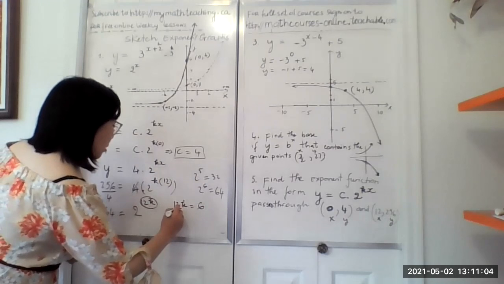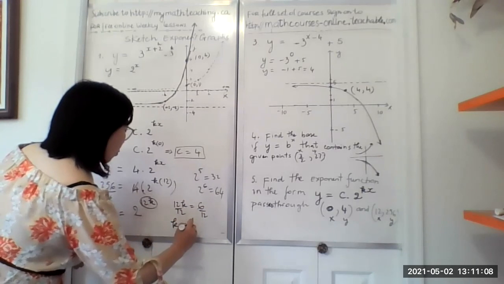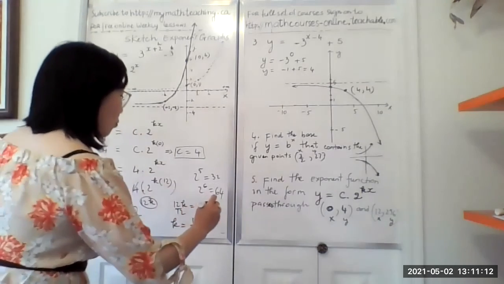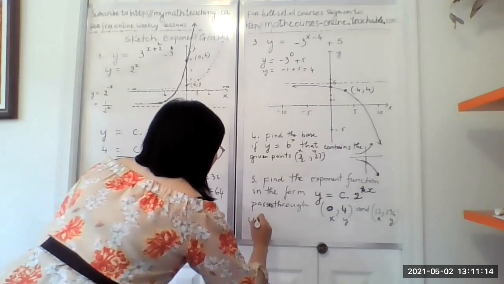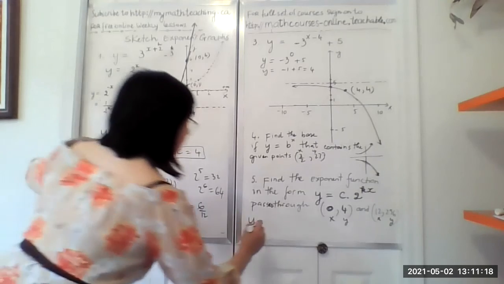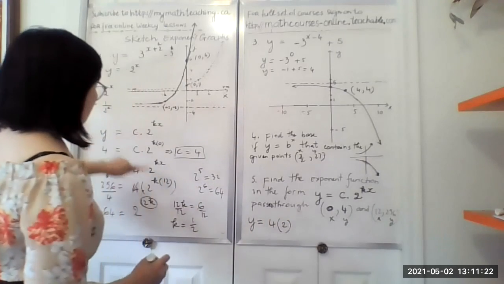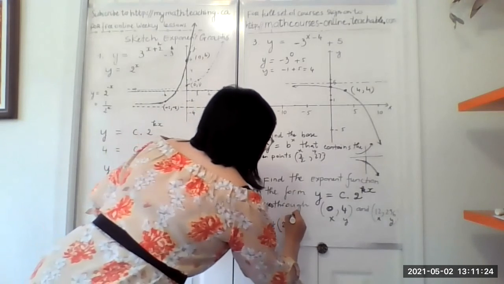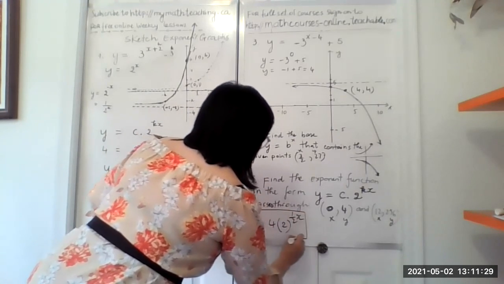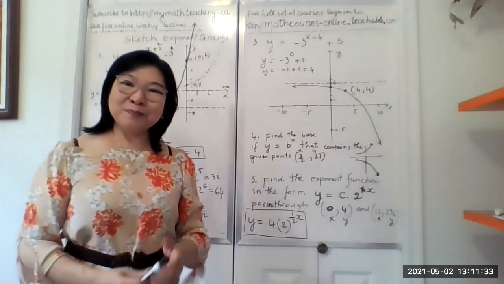So now divide both sides by 12. The k will equal 1/2. And now you look back at the equation and write it down. So we have the equation y equals c, which is 4, the base is 2, and the k is 1/2, so 2 to the 1/2 x. And that is the answer when you answer this kind of question for our number 5.